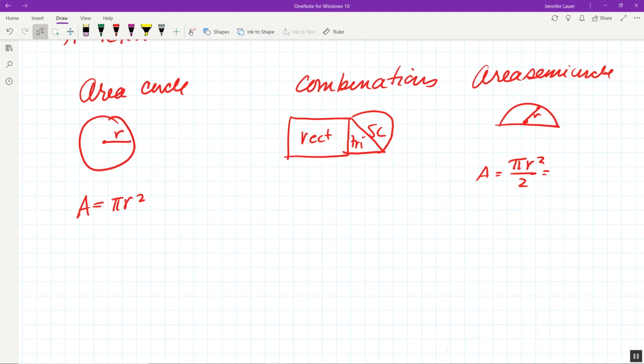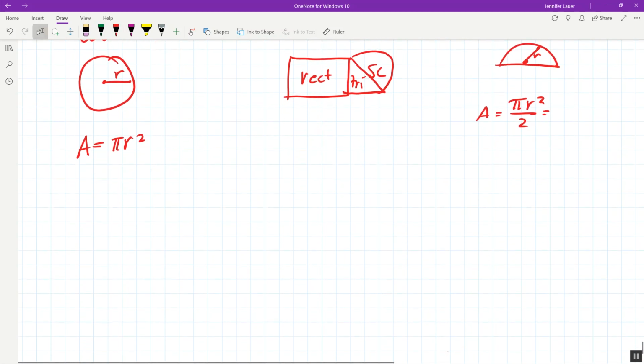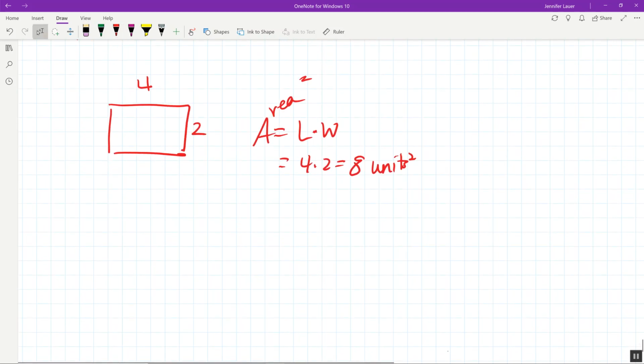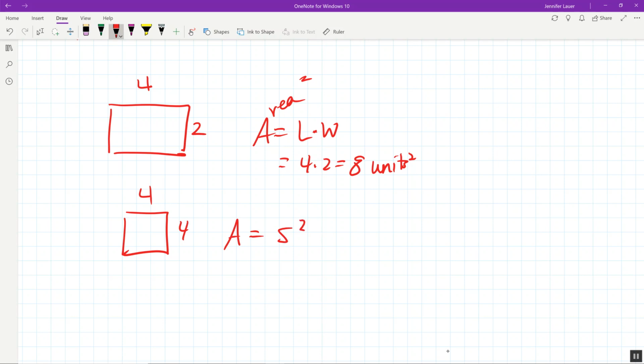So let's start with our area of a rectangle. If we have a rectangle like this, and this side is 4 and this side is 2, again, it's just going to be length times width. So we would say 4 times 2, that would be 8. And whatever we were dealing with, it's going to be units squared. Anytime you have area, you are going to square the units, okay? So if you have a square, area is equal to side squared. So you would say 4 squared, which is 16 units squared.